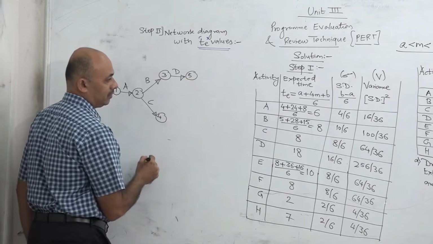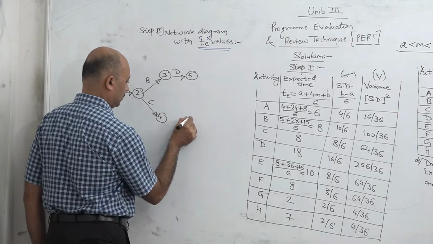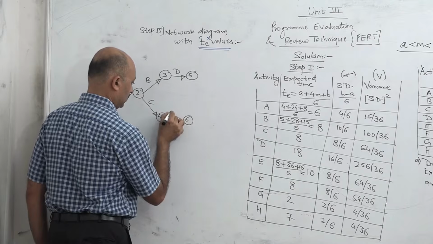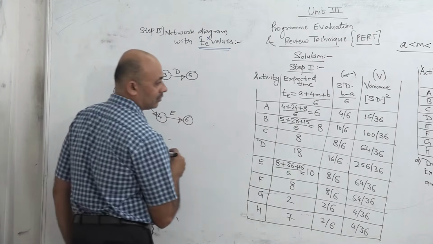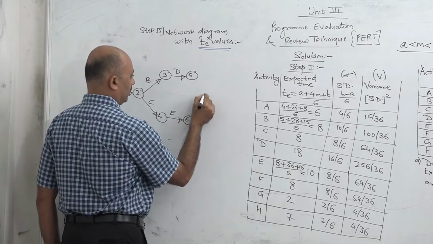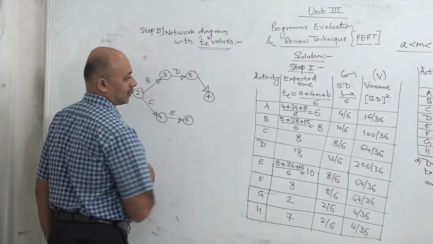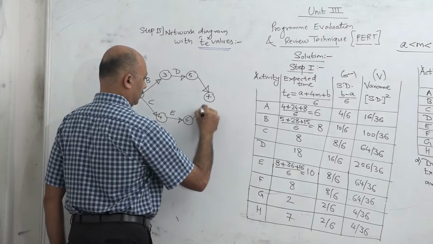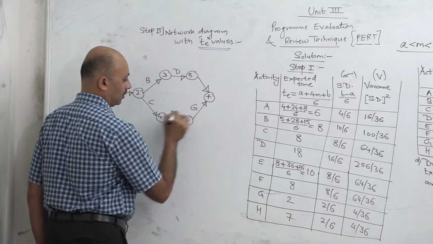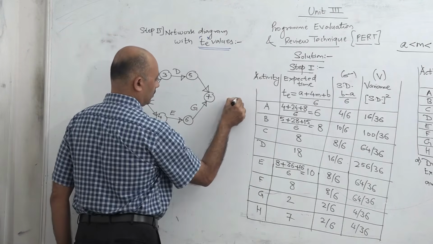D is 3, 5. Then E is 4, 6. Then F is 5, 7. And G is 6, 7. And H is 7, 8.